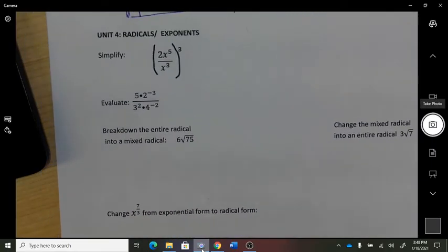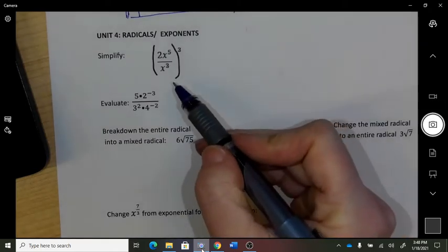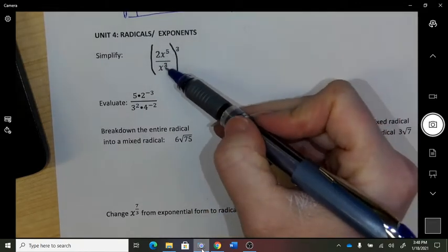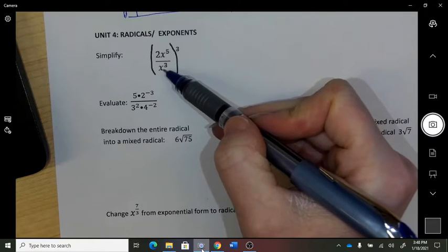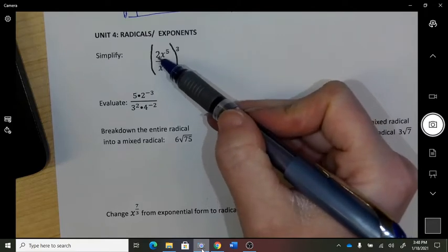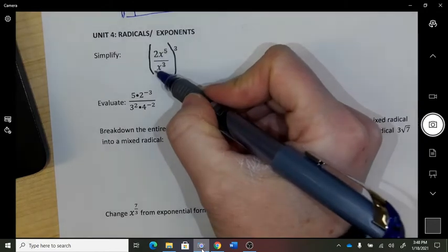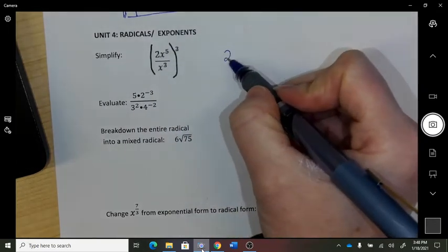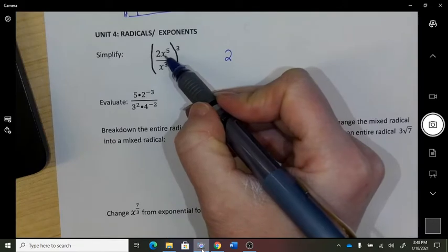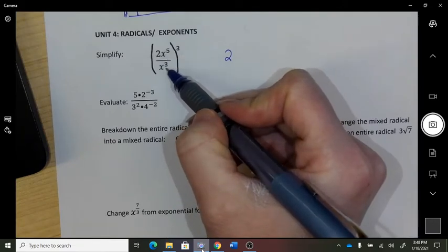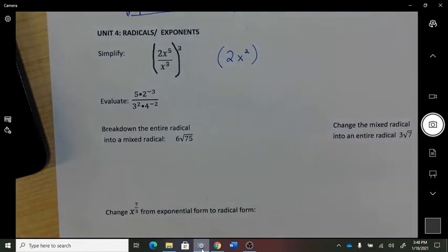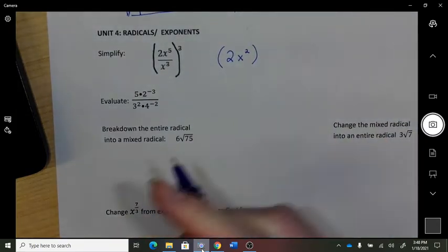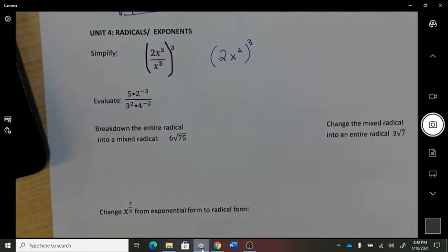Okay, Unit 4, Radicals and Exponents, the recap. When we're doing exponent rules, in a division you subtract the exponents and divide the coefficients. So 2 divided by 1, we end up getting a 2 in the front, and x to the 5th and x cubed, you subtract the exponents. So the brackets simplify to 2x squared, but we still have to cube it.